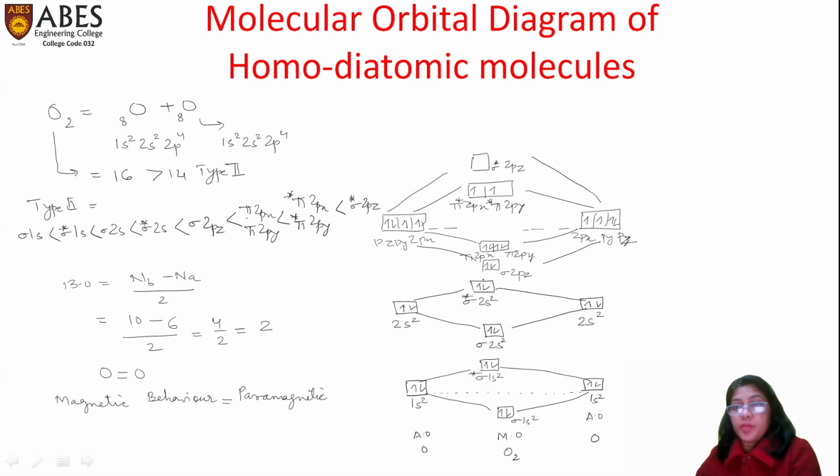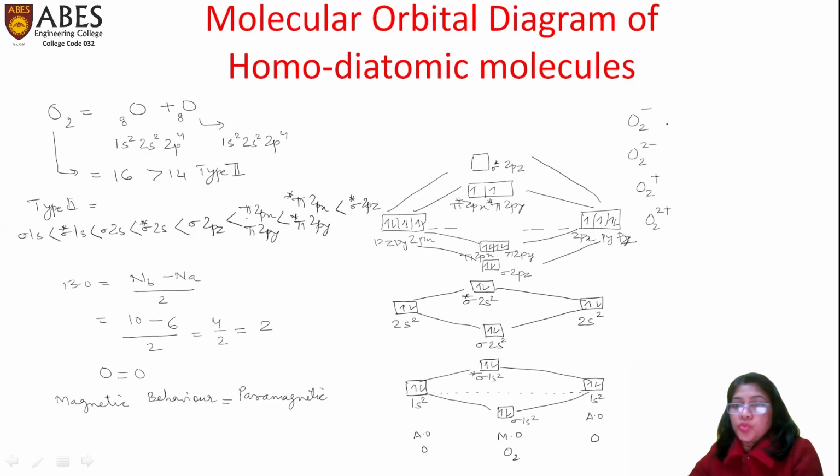Now we will be discussing some of the ions of the oxygen atom and what configuration they will follow. For instance, let's take the ions of the oxygen molecule: O2 minus, O2 2 minus, O2 plus, O2 2 plus.